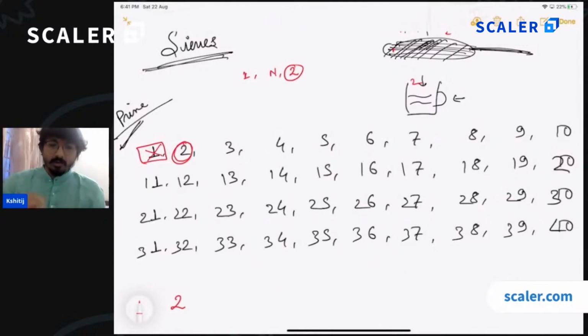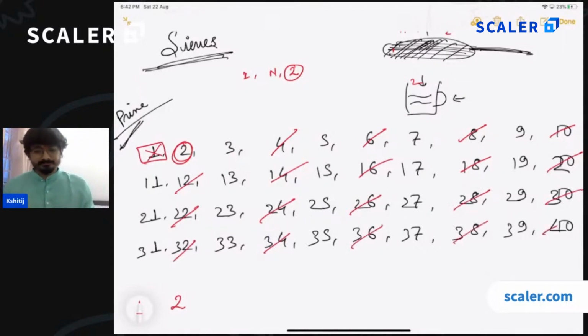So I will just cut all the multiples of 2 which are present in this list. So 4 is gone, 6 is gone, 8 is gone, 10 is gone, right? So all these multiples are removed from this list. These all have been filtered out and thrown away.